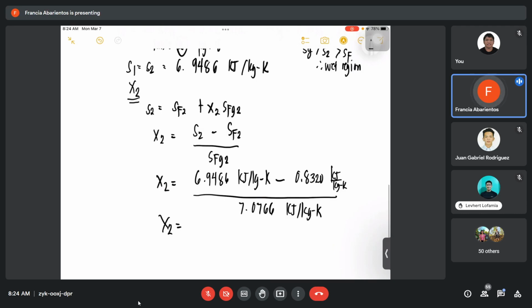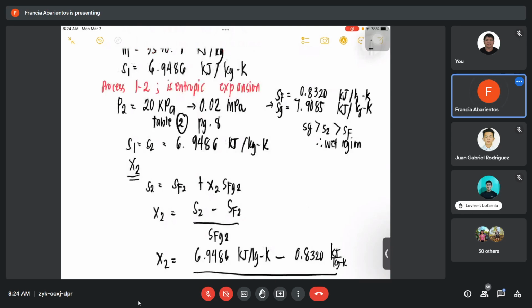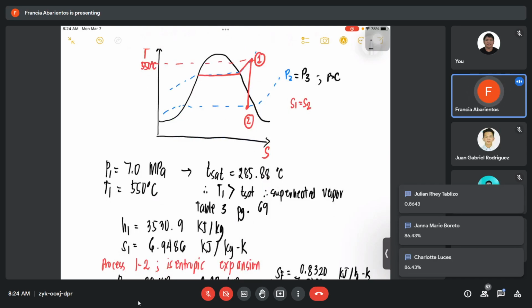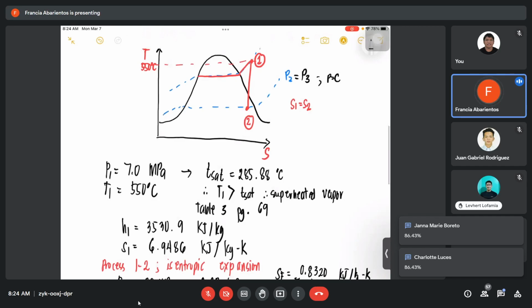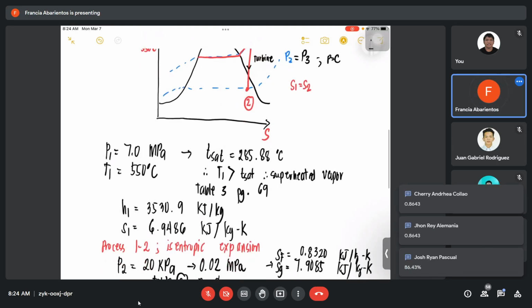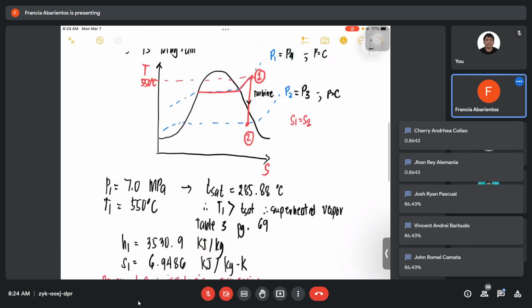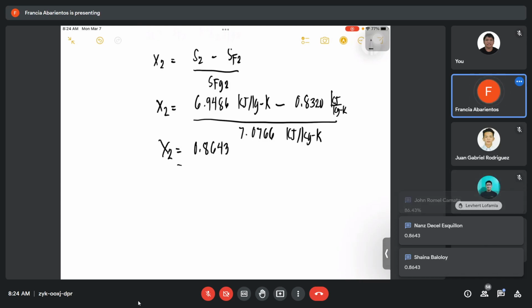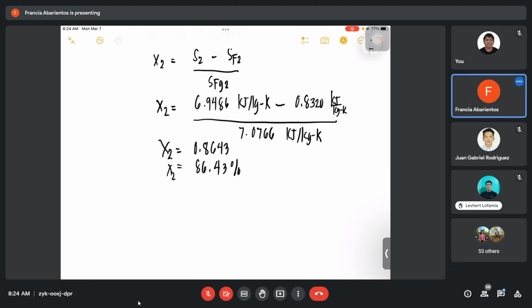We are only at the condenser entering. This is from 0.1 to 0.2, this is the turbine. So we have now 0.8643. Our quality is 86.43%. Okay.